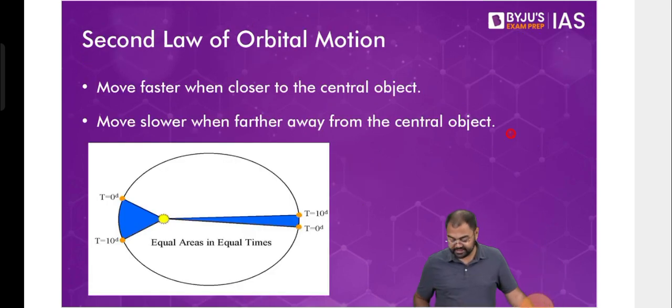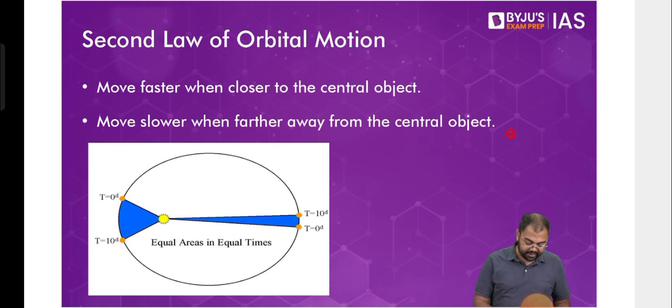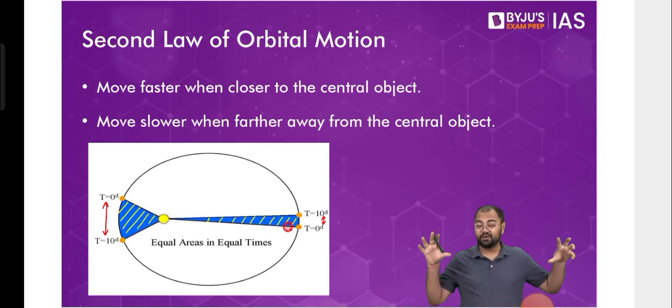Then in the second law, what he says is that planets sweep out equal areas in equal times. Equal areas in equal time. If you look at this, this is a total period of 10 days, and this is also a total period of 10 days. Correct? Both of them are 10 days. So in the case of 10 days, what it is saying is that equal areas are being covered. So this area and this shaded area, the blue colored area, these 2 areas are equal because the time periods at both ends are equal.